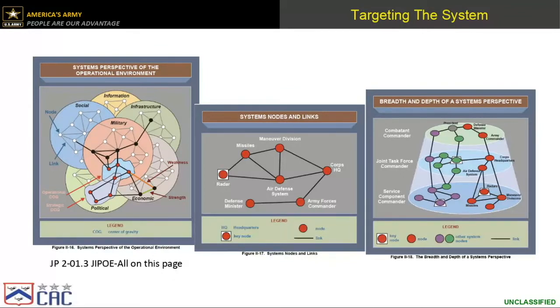JP 2-01.3, which is the Joint Intelligence Preparation of the Operating Environment, which is where all three of these graphics on this slide are derived, says that the understanding of systems allows commanders and staff to consider a broader set of options to focus limited resources, create desired effects, and achieve objectives. Further refining this to things that can be targeted and best contribute to friendly objectives allows us to influence the components of the system in a way that creates a temporal advantage.